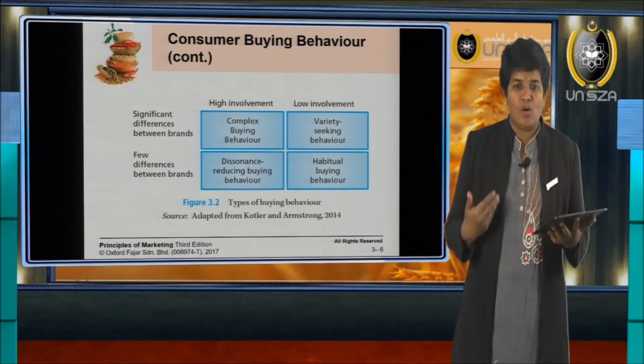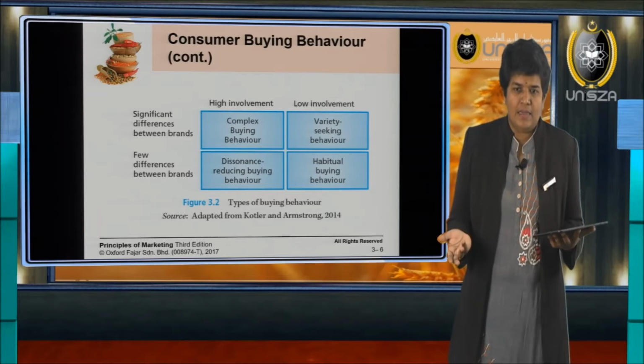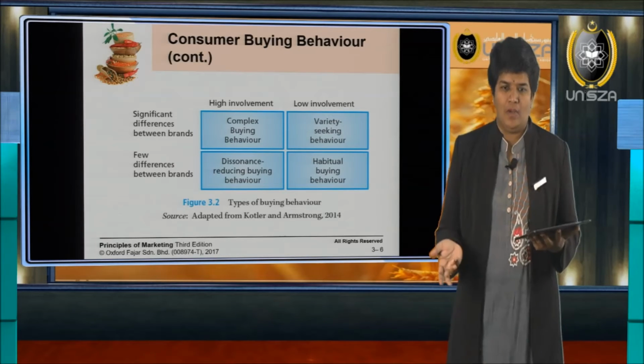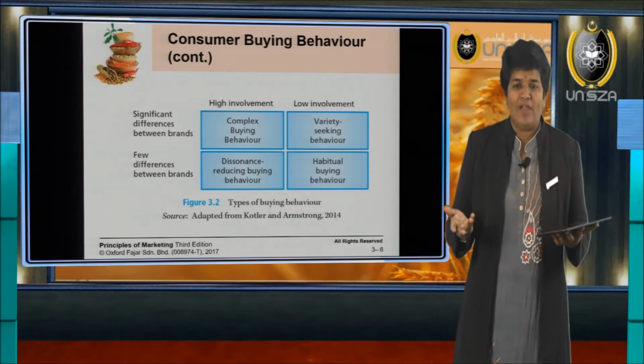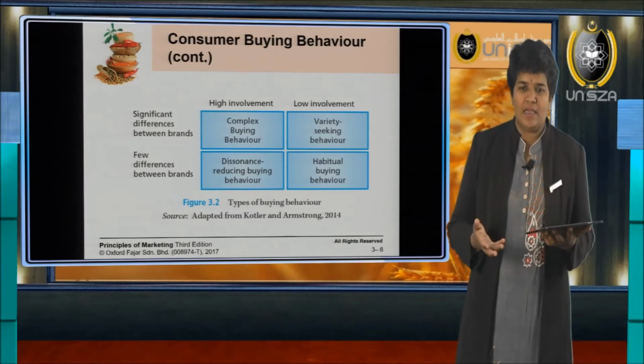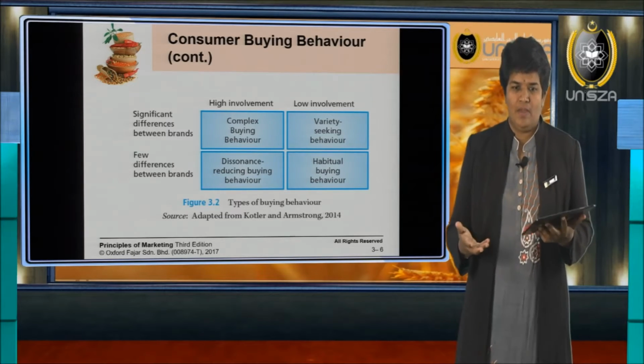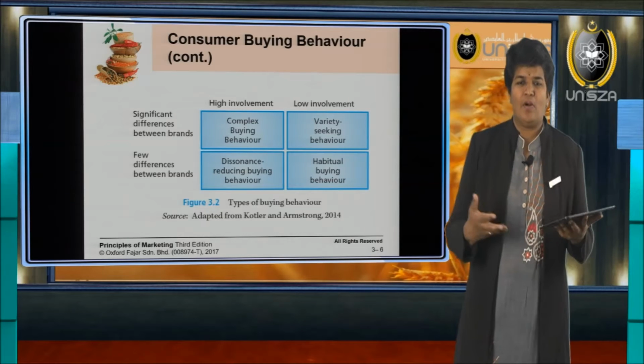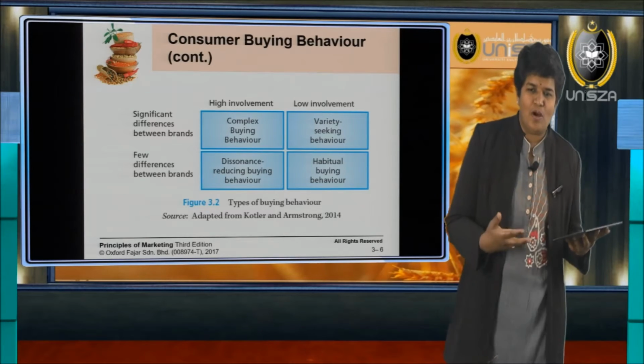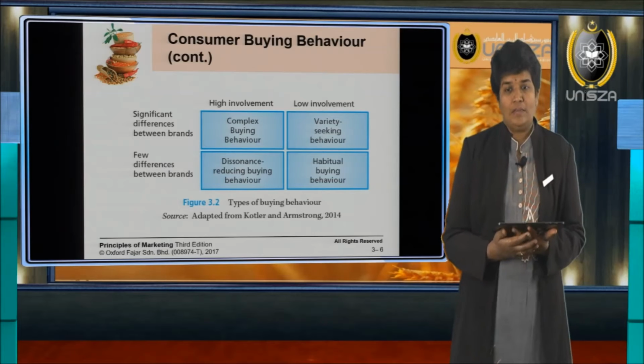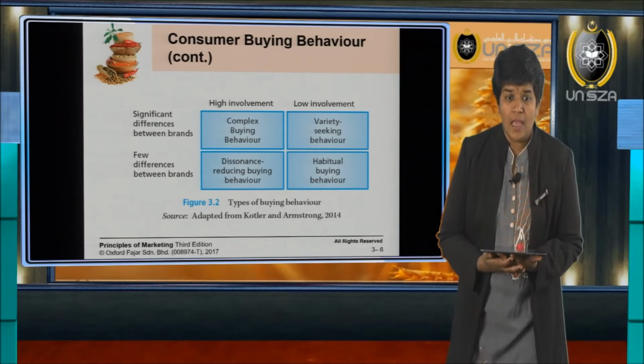If I want to drink a cocoa drink, the drink that I know since I was small is Milo. So I do not need to do any research or anything, it's habitual buying behavior. Since you are small, you are very used to the product. That is called habitual buying behavior.